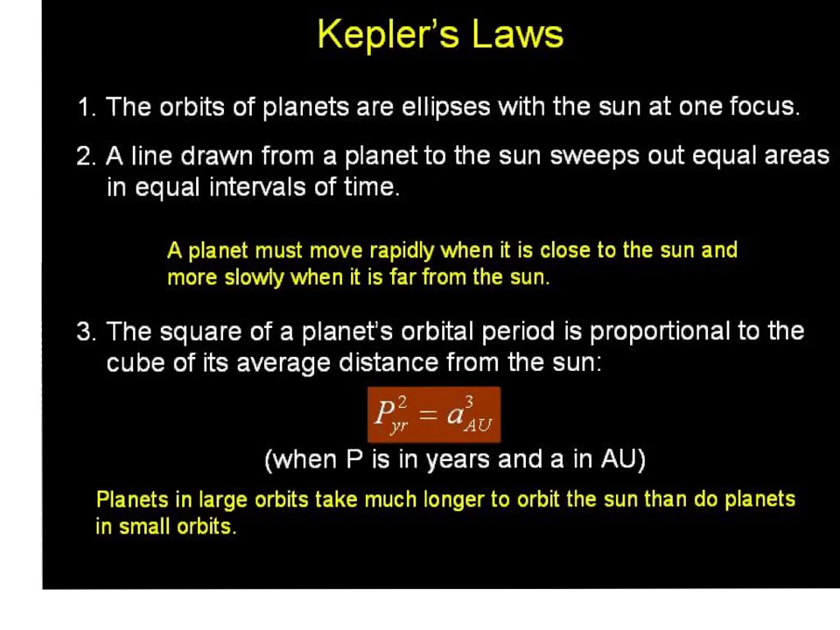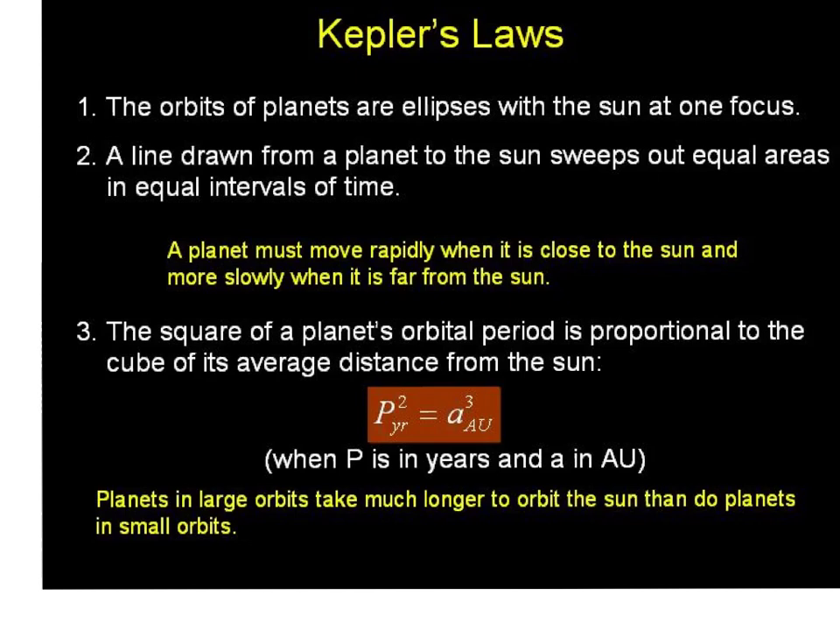And his third law is also known as the law of harmonics. It says that the square of a planet's orbital period, and that would be in years, that's this p value right here, p squared is proportional to the cube of its average distance from the sun. And I just love it when things work out mathematically, and we will take a look at this and be able to see how that works for the different planets.